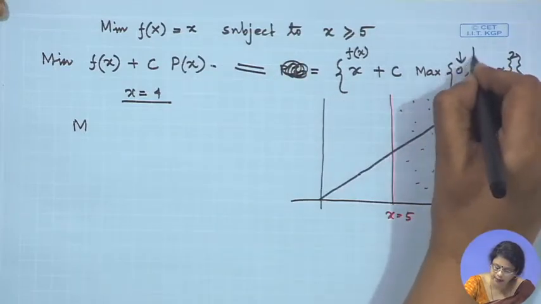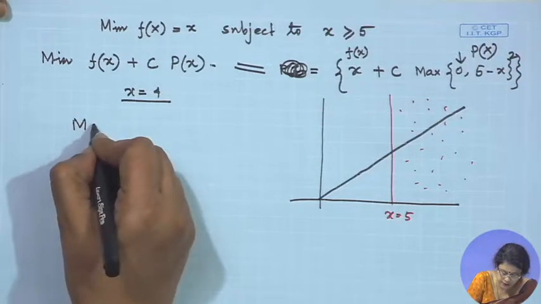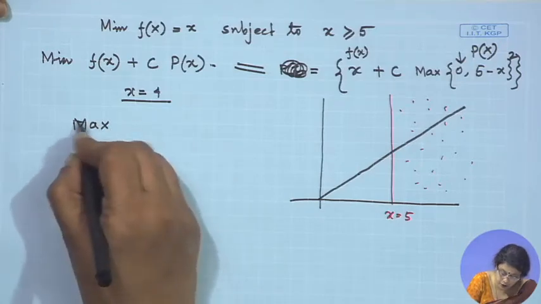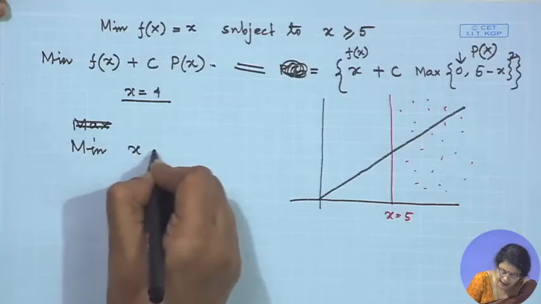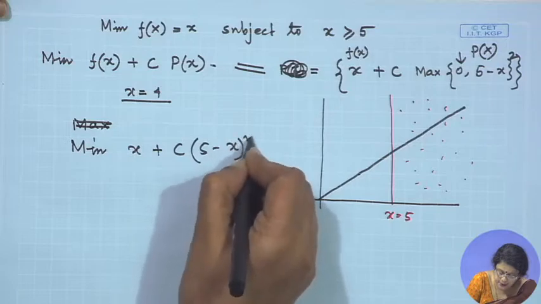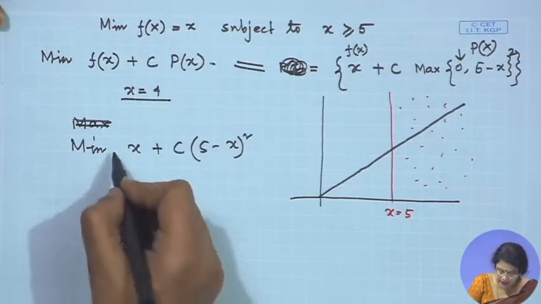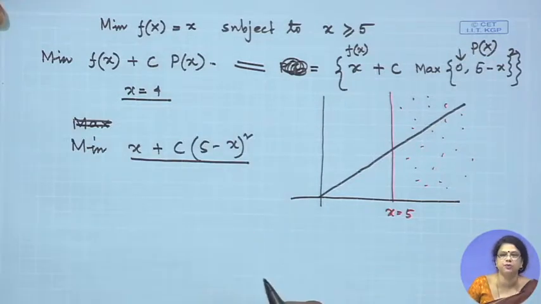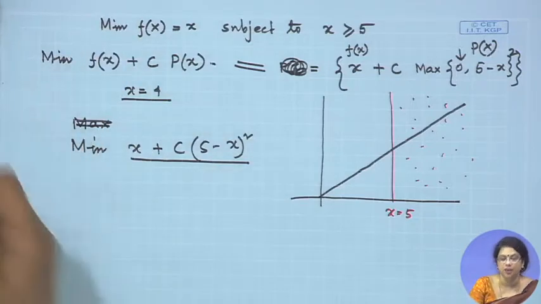This is only p x. Clear? Now, if this is so, then the function is a minimization problem. This is minimum of x plus c into (5 minus x) square. Now, for different values of c, this is an unconstrained problem. Previously, the objective function was a linear objective function, but here the objective function is non-linear.